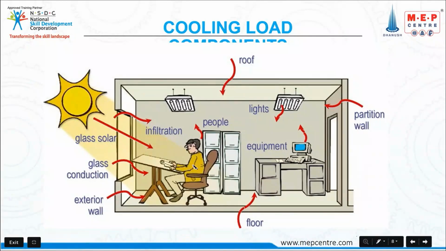We identify each component and calculate how much heat load, how much heat transfer is coming from each component. That heat will be dumped into the room. So after finding the total heat, we will find out the capacity of the machine.